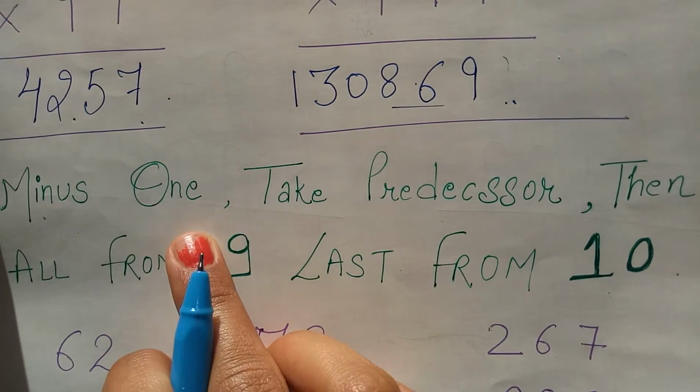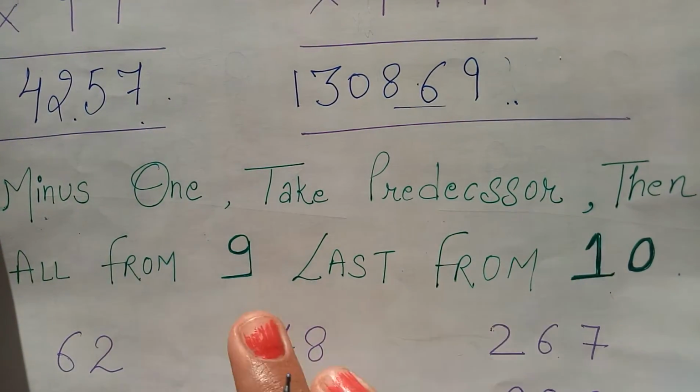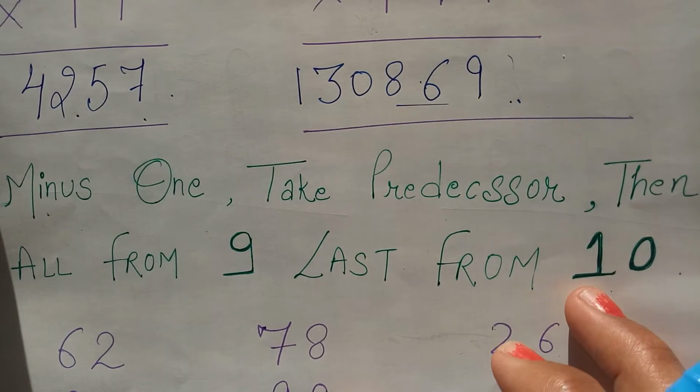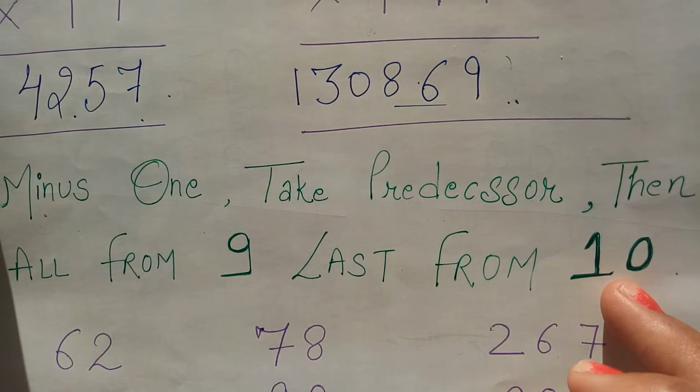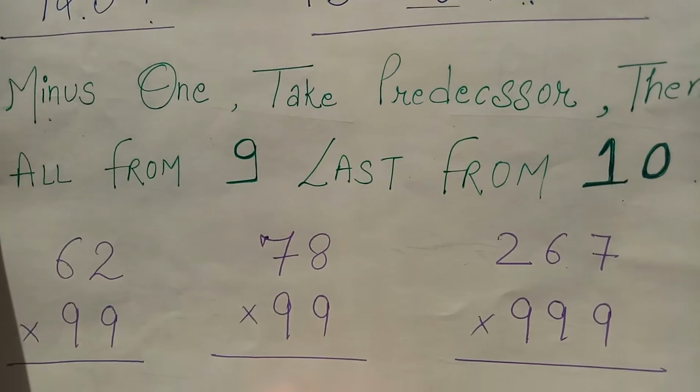Minus 1. First we subtract the 1, take the predecessor. And then all from 9 and last from 10. The rest of the number we subtract from the 9 and the last number we subtract from the 10. Let us solve the next one.